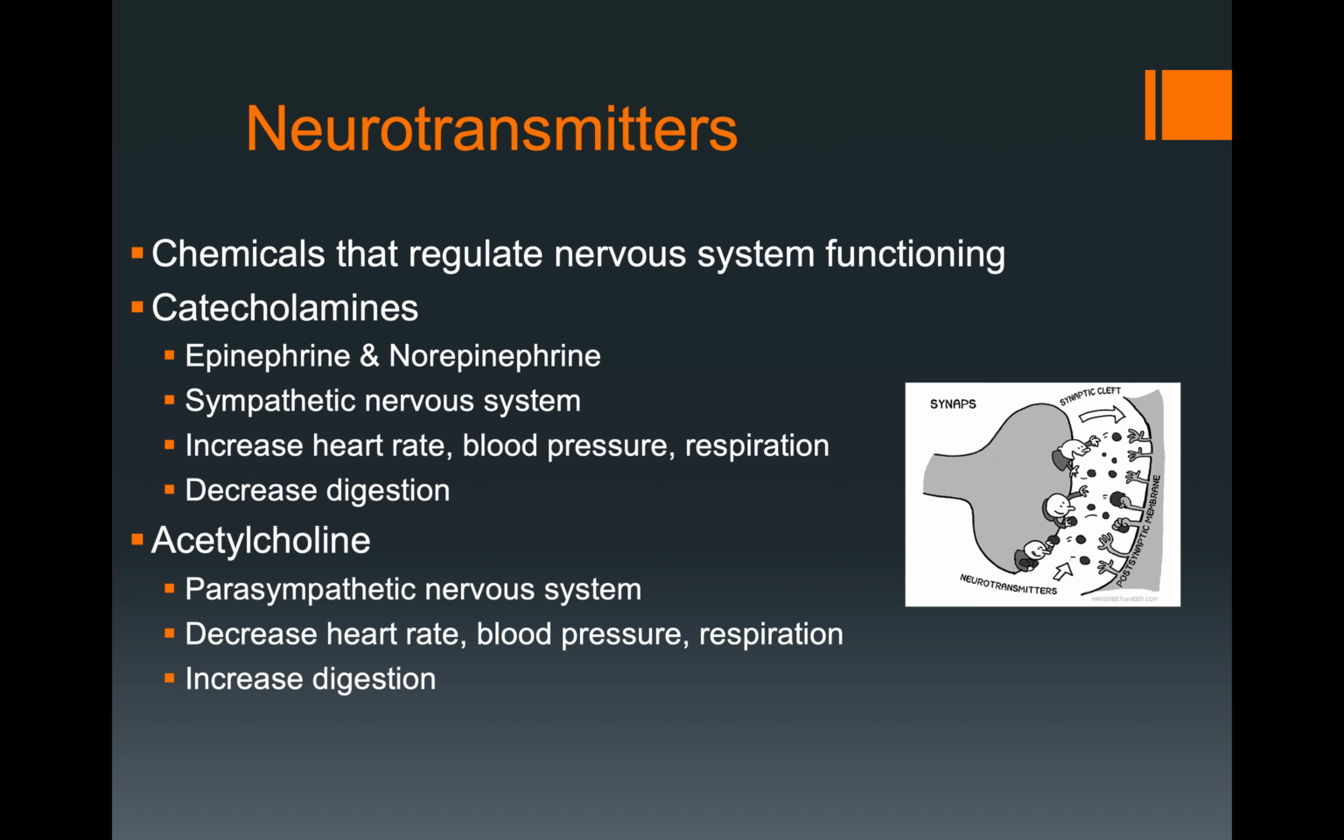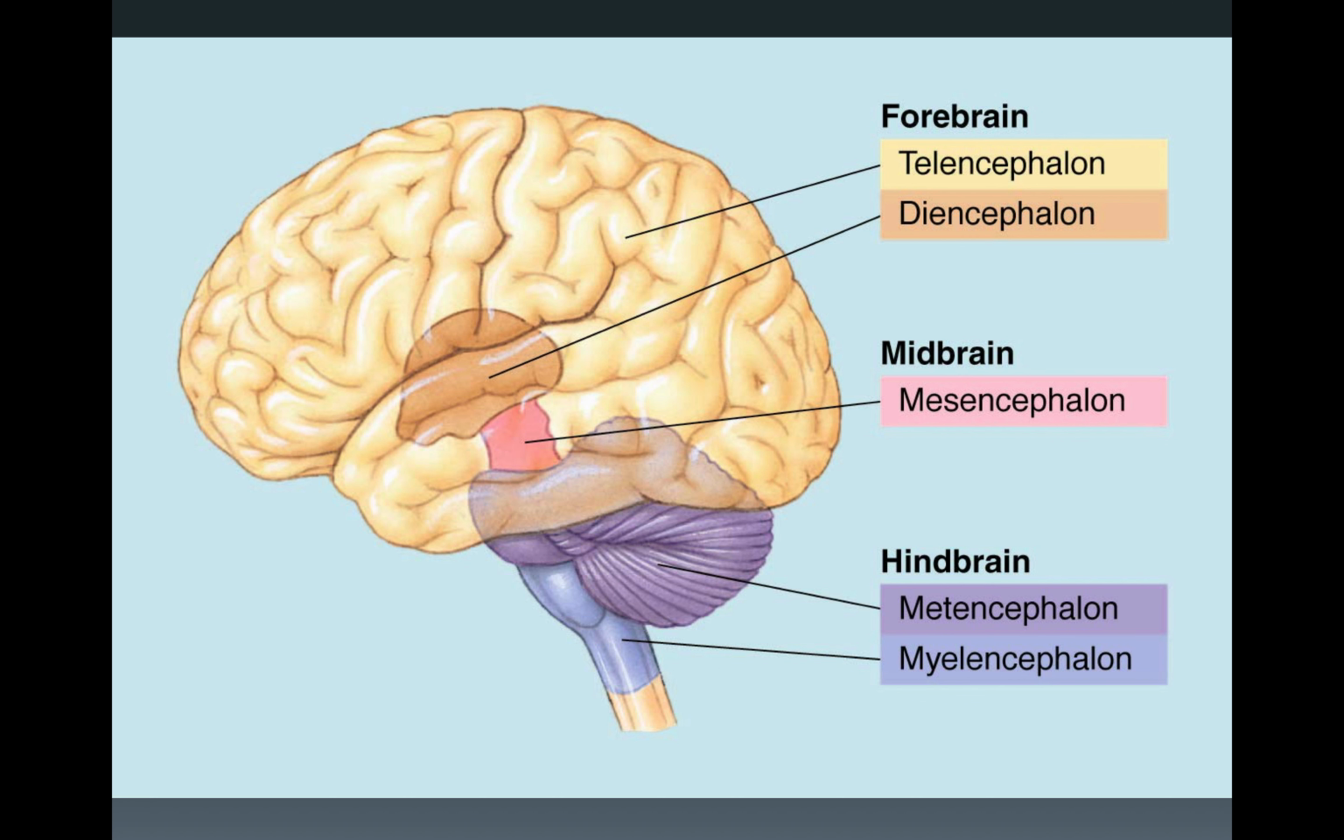So when you think of the sympathetic nervous system, you should think about stress, increased heart rate, blood pressure, respiration. When you think about the parasympathetic nervous system, you should think about relaxation and decreased heart rate, blood pressure, respiration, and increased digestion. So we're going to leave neurotransmitters now and come back to them later in the lecture and now talk about the brain.